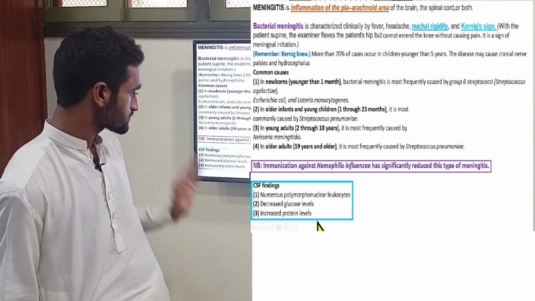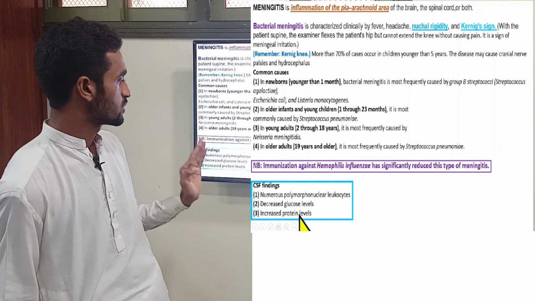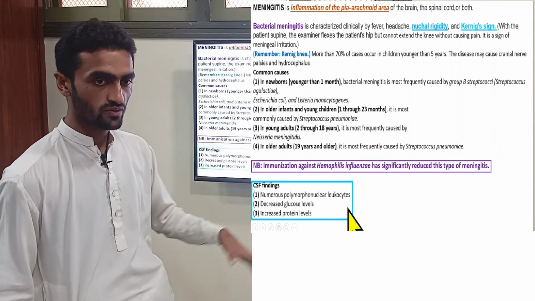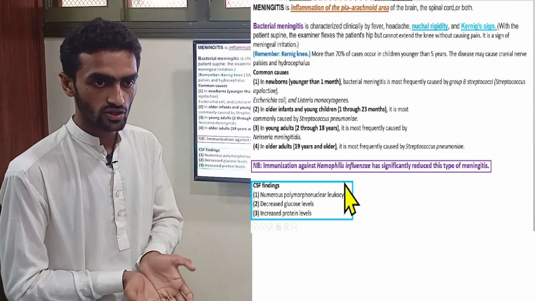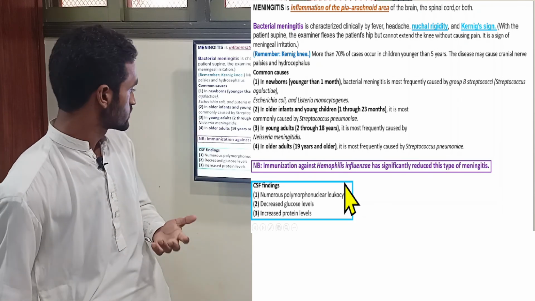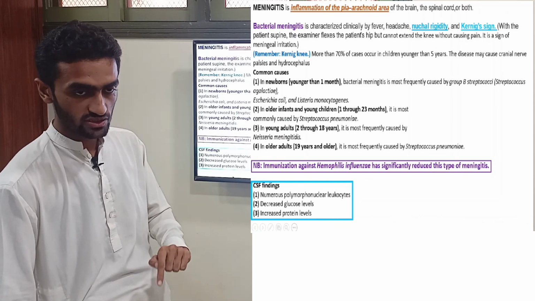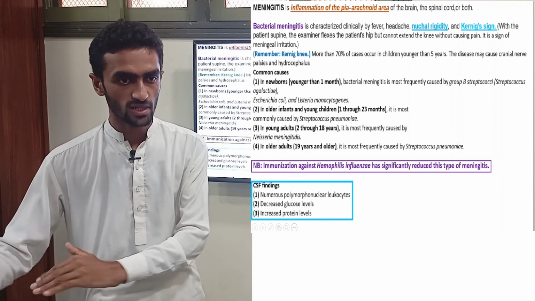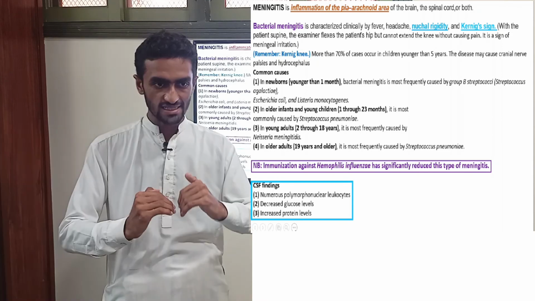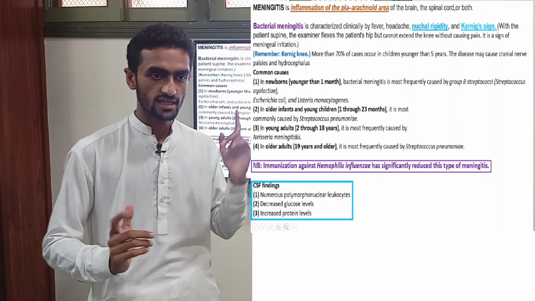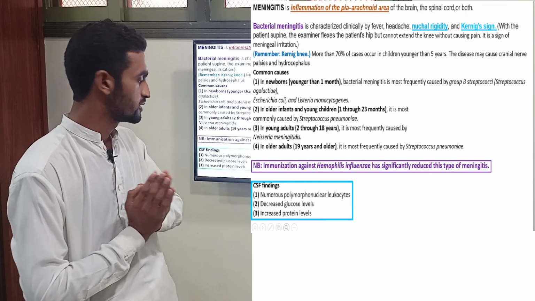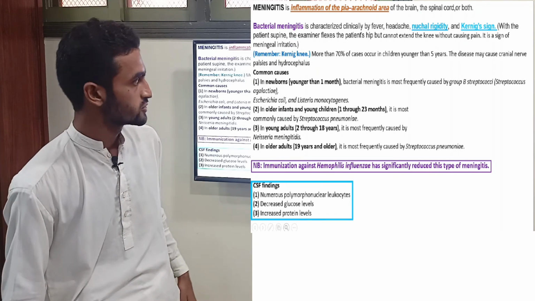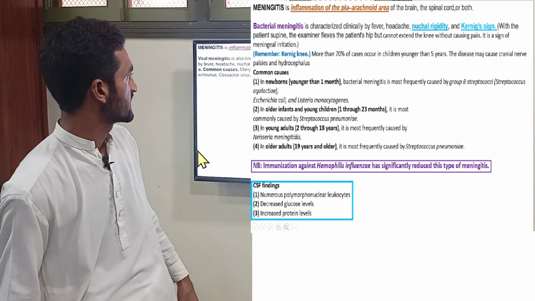So what is the CSF finding? There are numerous polymorphonuclear leukocytes. You will find the number of leukocytes is going to increase. The other thing is that your glucose level, as compared to normal, is going to decrease, and protein is high, and you will find numerous polymorphonuclear leukocytes. These are the findings you need to regard.